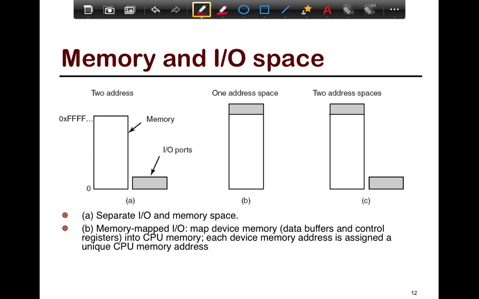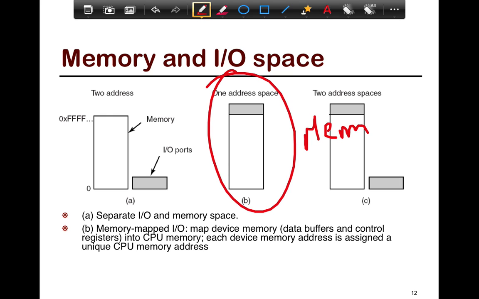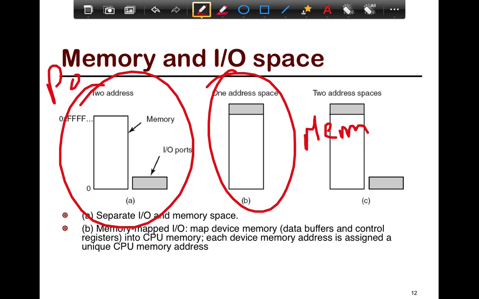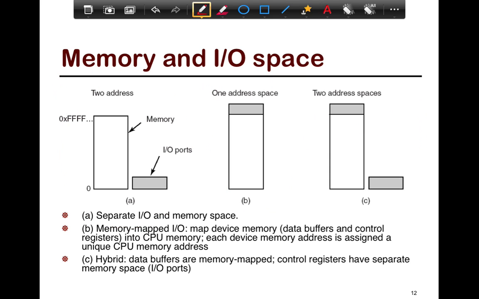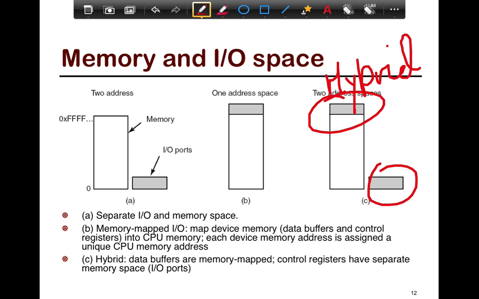Memory mapped I/O is if you map device memory into CPU memory, and each device memory is assigned a unique CPU memory address. So this one is an example of a memory map, and this one is the example of the port style interface. And you could have hybrid systems. So this is the case where the data buffers are in memory and the less frequently used control registers are in a separate I/O space.